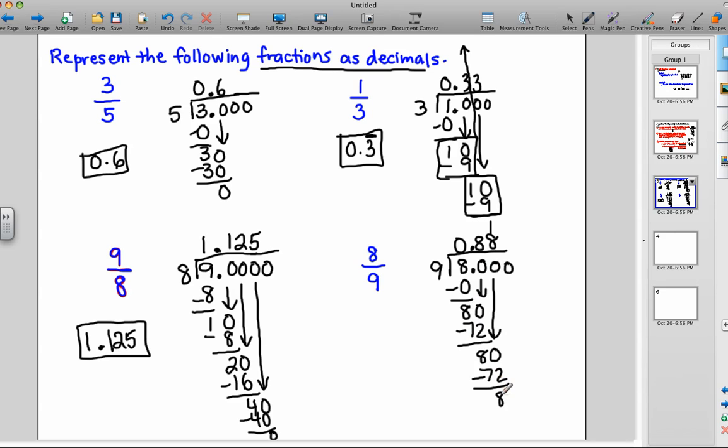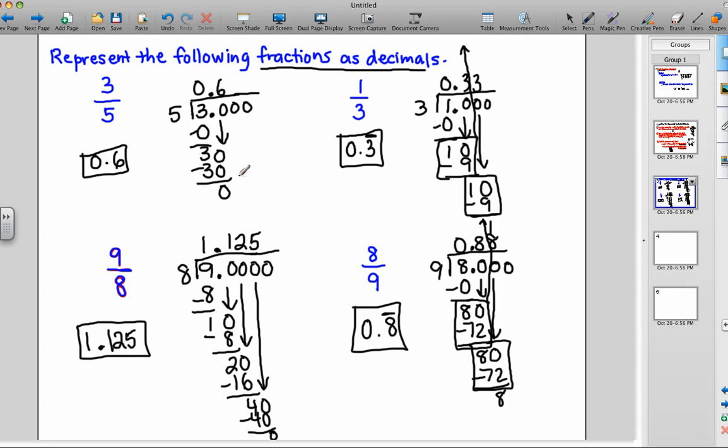Okay, do I see the remainder of 0? No, but I do see another repeating pattern of subtraction, another repeating block of subtraction. So therefore I'm going to stop it right in its tracks, and I'm going to write it as 0.8 repeating.